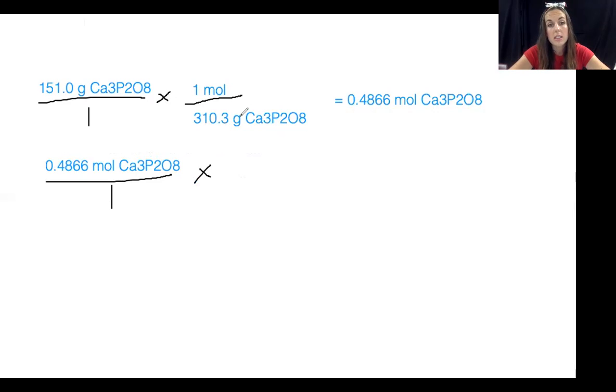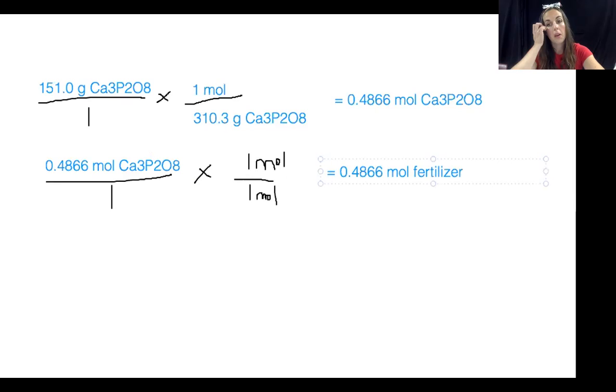Okay, so you could skip this step if you wanted to, because it's just going to be 1 mole over 1 mole. Pretty easy, which means you're just going to get the same answer. Okay, excuse my handwriting. All right. So I'm going to get 0.4866 moles of fertilizer. Okay, now I need to go this number to grams because they asked me for grams of fertilizer. So my starting value again, 0.4866 moles of fertilizer over 1.